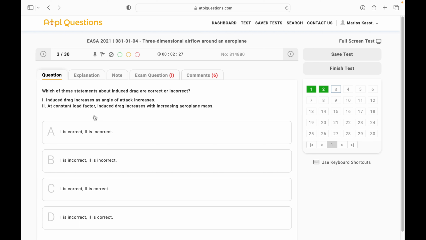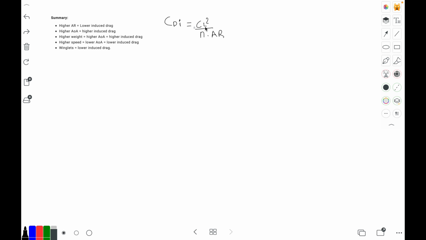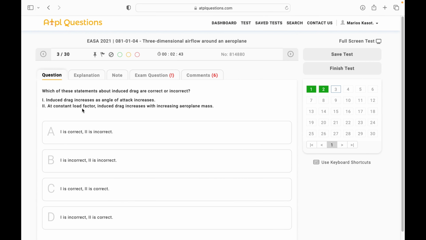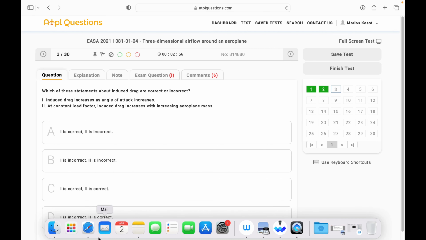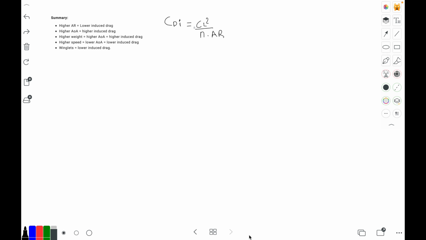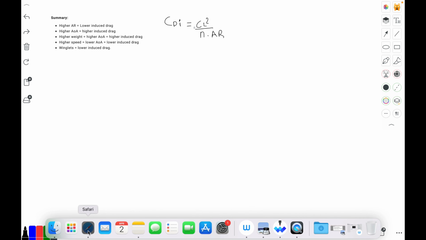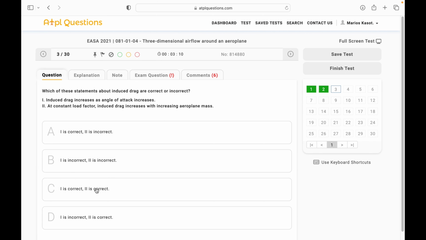Which of these statements about induced drag are correct or incorrect? Induced drag increases as angle of attack increases. If we increase angle of attack, coefficient of lift increases. So CDI, coefficient of drag induced, is proportional to coefficient of lift. So statement 1 is correct, and at a constant load factor, induced drag increases with increasing airplane mass. For a greater mass, we need greater lift, which means higher induced drag. Both of them are correct. Answer C, correct and correct.